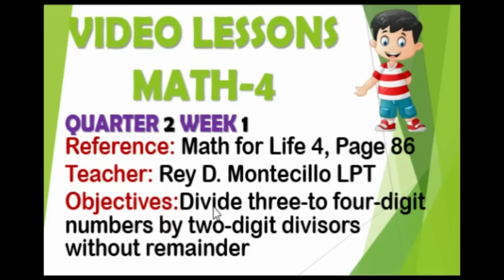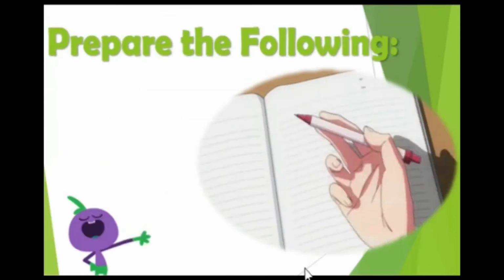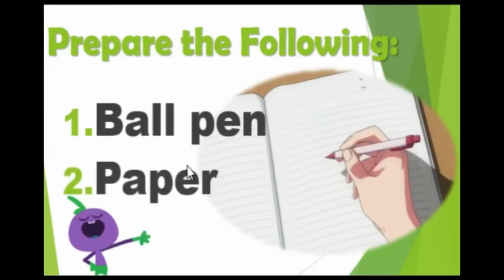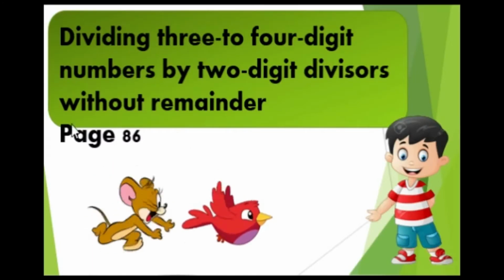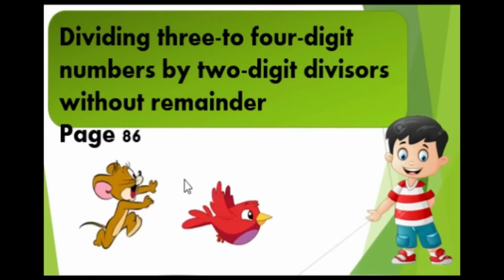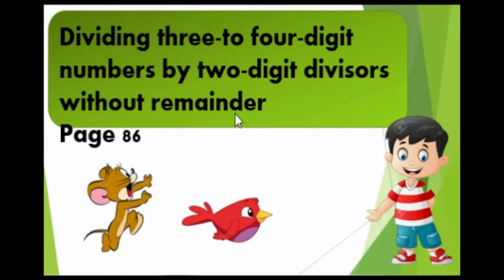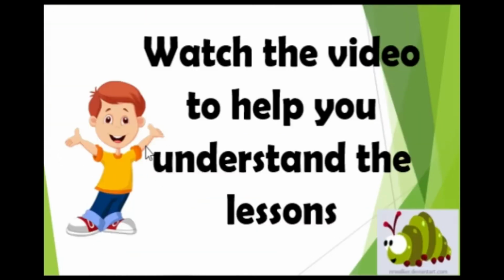At the end of this lesson, you're expected to divide 3 to 4 digit numbers by 2-digit divisors without remainder. Please prepare the following: ball pen and a paper. This is a sample worksheet paper that you may use. Today, you will be learning dividing 3 to 4 digit numbers by 2-digit divisors without remainder. This lesson can be found on page 86. Now, let's watch the video to help you understand the lessons.